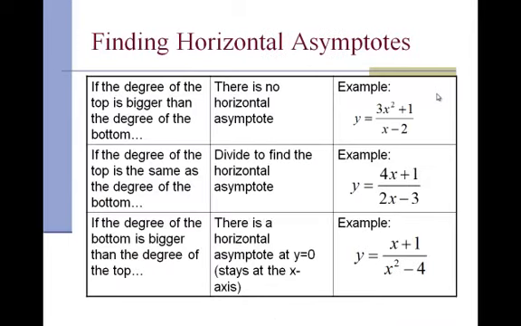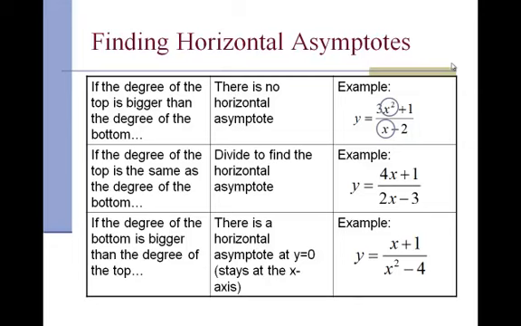Okay, finding horizontal asymptotes. The horizontal asymptote rule is to look at the degree or the power of x and fit it into one of these three categories. If the degree of the top is bigger than the degree of the bottom, then there's no horizontal asymptote. And looking at this example, you can see that x squared is a bigger power than x, so the power on the top is bigger, and that's why we would have no horizontal asymptote here.